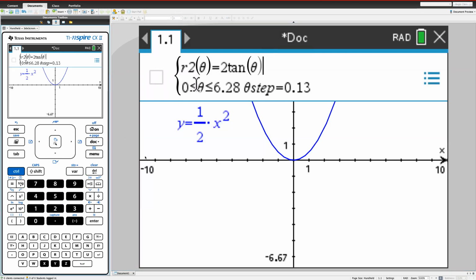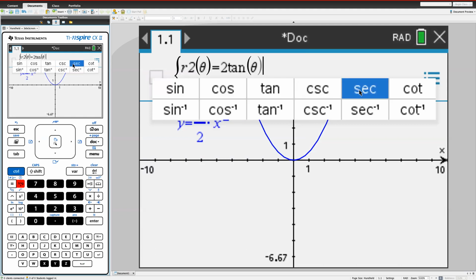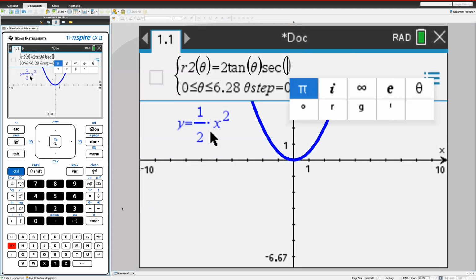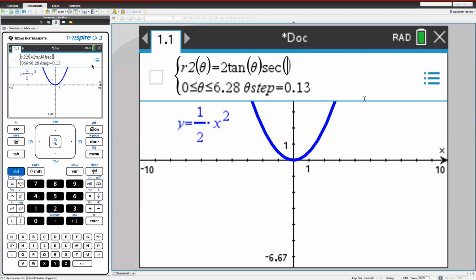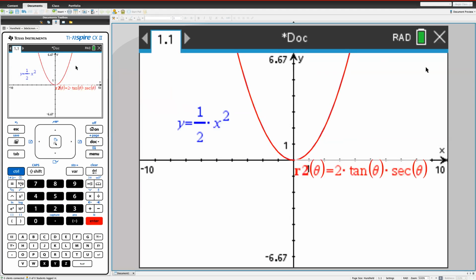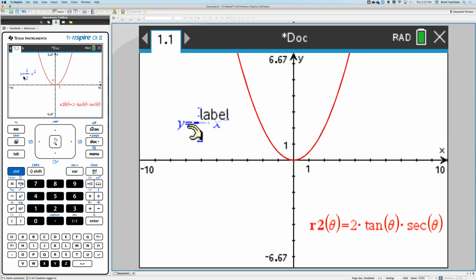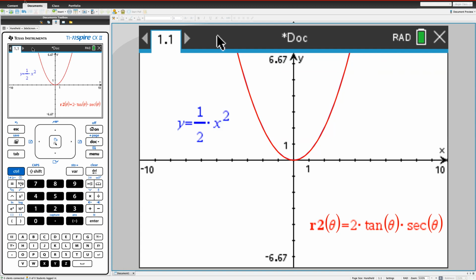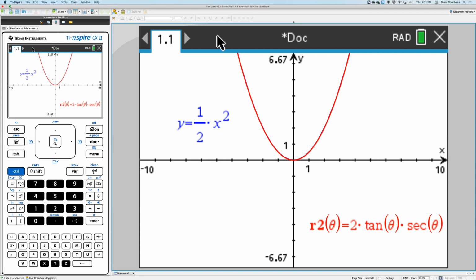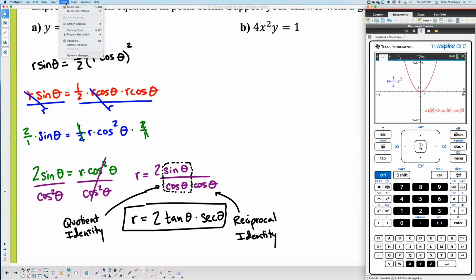Times the secant of theta. Is that right? Times the secant of theta. When I click enter here, what do you notice about this graph? They're one and the same. So did we do our math right? Yes, we did. So I'm going to take this away here. Okay.